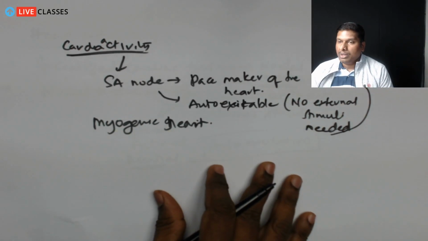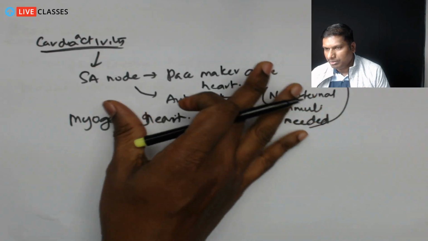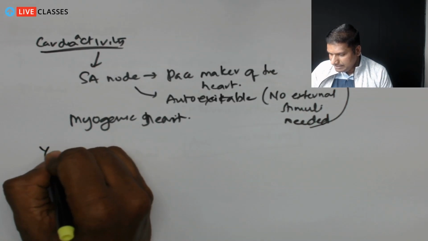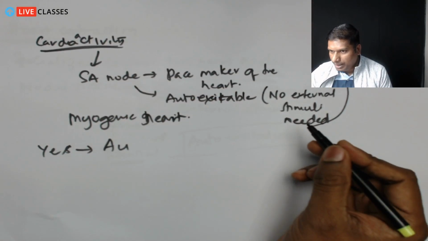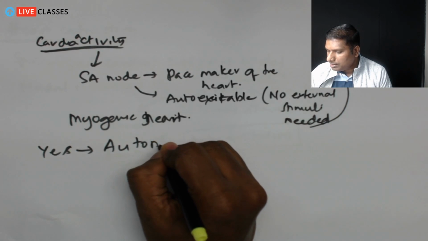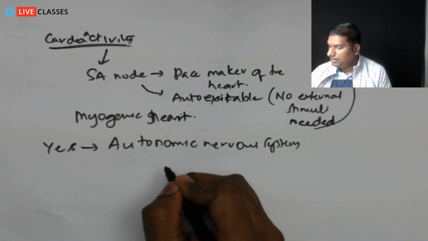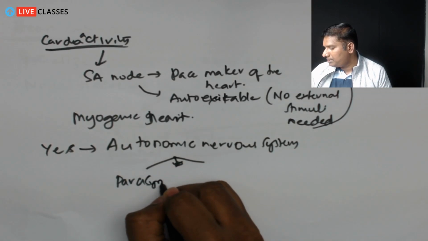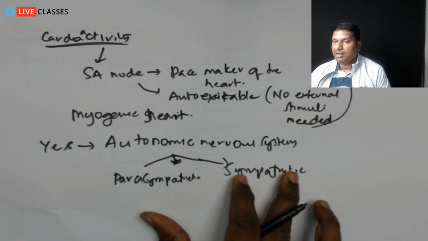Now, does it mean that your heart is not controlled by any other part of your body? Specifically, is the nervous system controlling your heart or not? The answer is yes. The heart can work on its own because it has the SA node, which is auto-excitable. In addition to that, your heart is under the control of the autonomic nervous system, specifically its two components, the sympathetic and the parasympathetic nervous systems. Both have control over the heart.